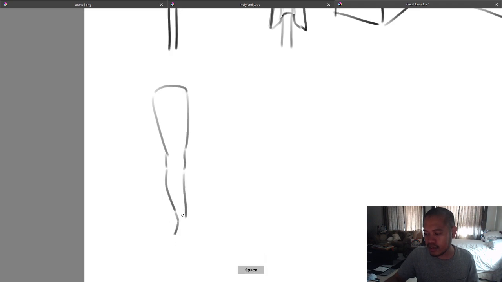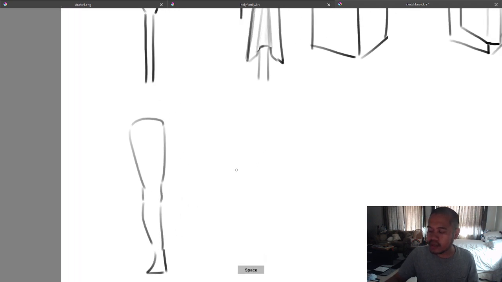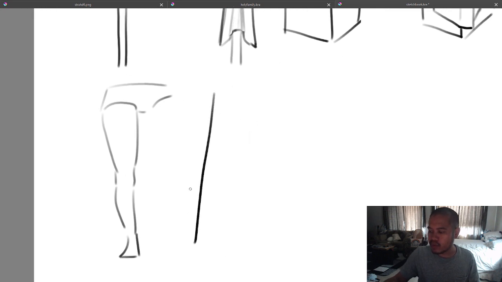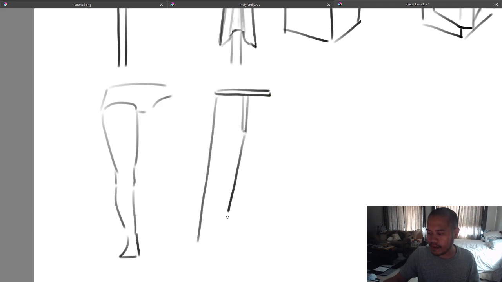There's my leg. Okay, so how would a pair of pants sort of fall around this leg? Well, we have to think about the cloth. So here is a pair of pants, like that. Okay, so they're usually cut pretty straight.